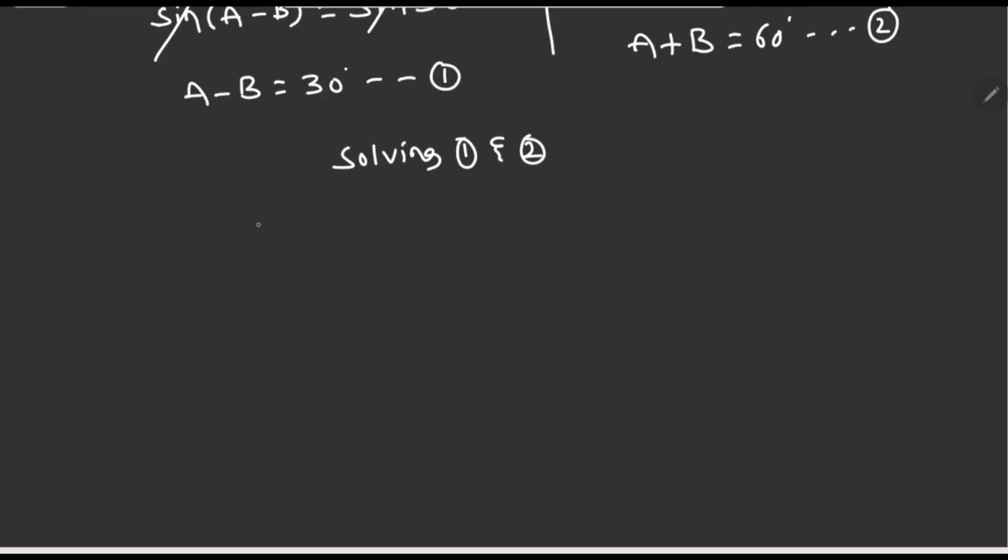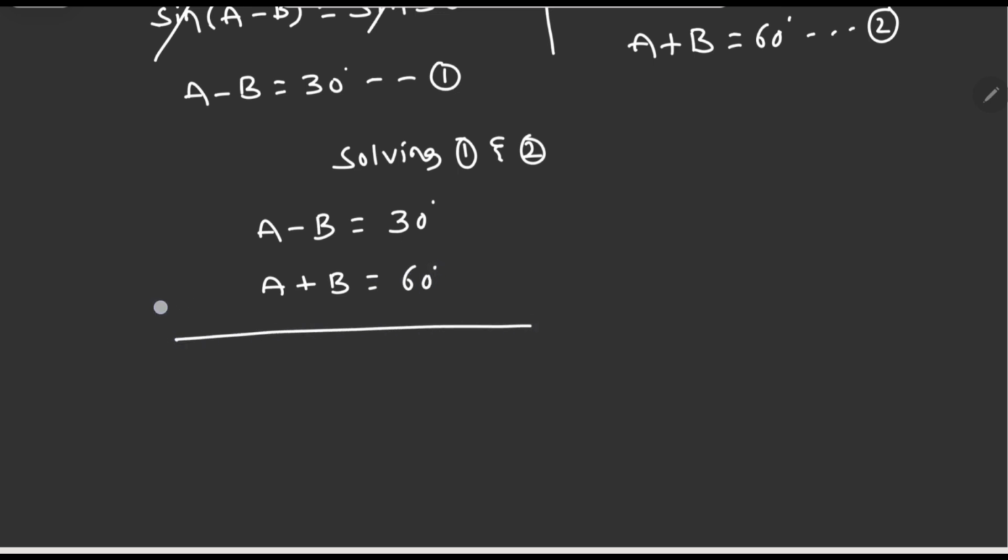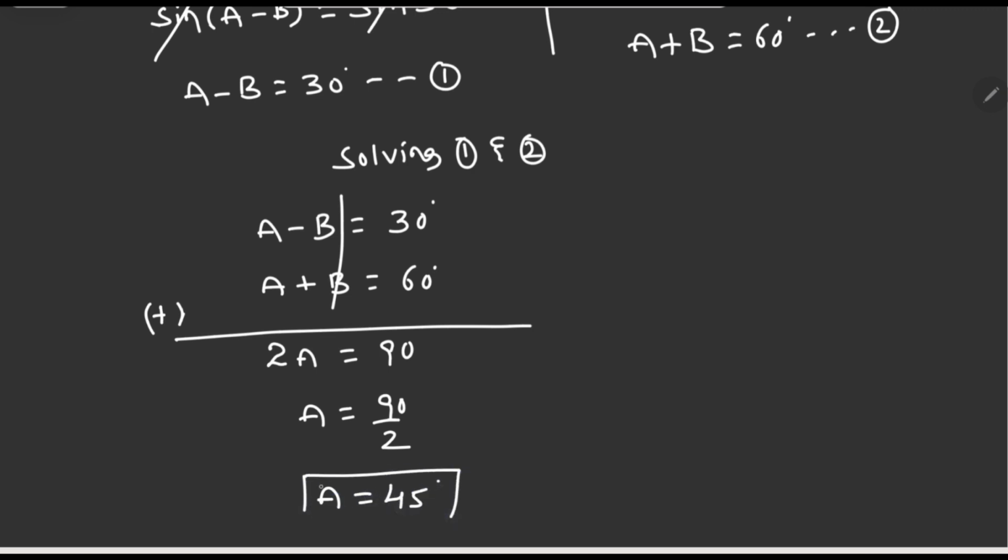So I am writing A minus B is equal to 30 degree and A plus B is equal to 60 degree. On addition, B gets cancelled. So 1A plus 1A, 2A is equal to, on addition, we will get 90 degree. So A is equal to 90 by 2. What is the A value? 45 degree. So we got the A value.